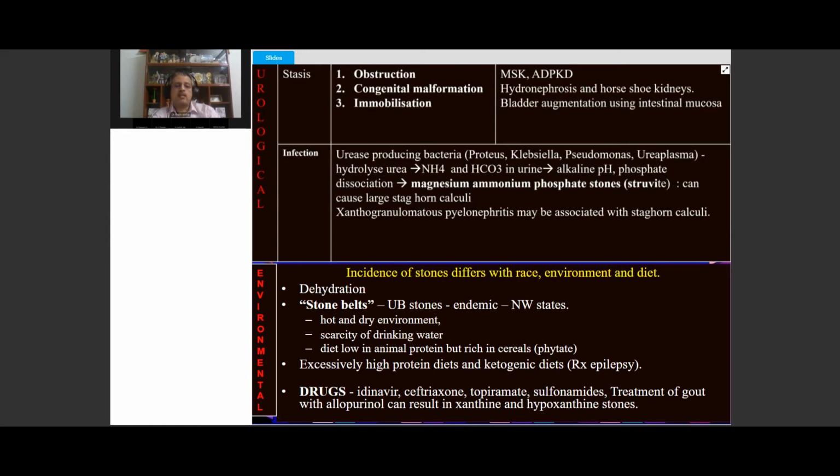And lastly, we have also discussed this a bit, environmental factors. We did discuss the stone belt. We did discuss dehydration, and we also mentioned certain drugs. We mentioned ceftriaxone, acyclovir, topiramate, etc.